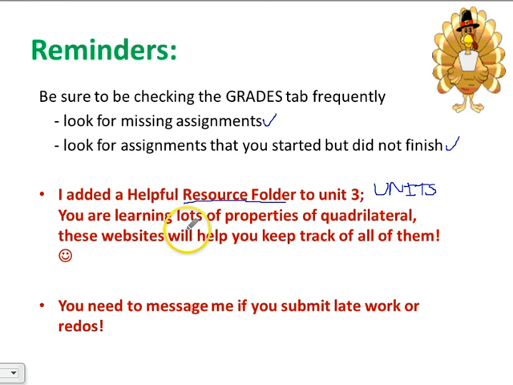And the websites that I'm putting in that resource folder are going to help you keep track of all of them. So just some helpful websites that are going to help as we're working through Unit 3. So make sure you check that out.